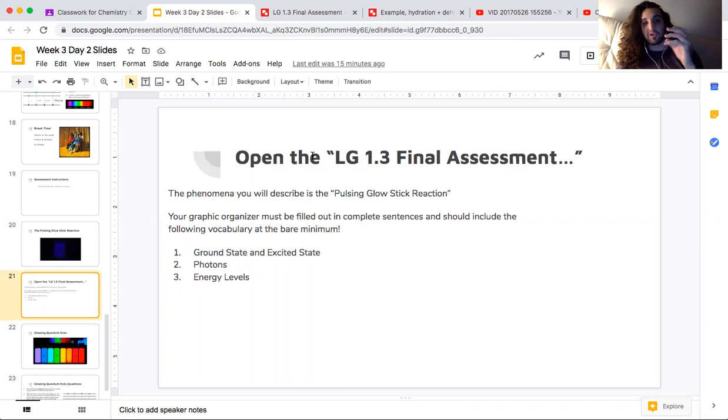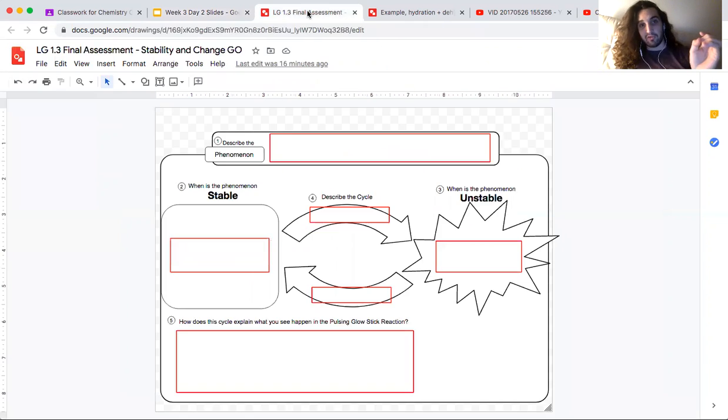There's another assignment from today called the 1.3 final assessment. You're opening that. This graphic organizer needs to be filled out in complete sentences. It's got to use the vocab that I've listed right here. Let's look at that graphic organizer. So you've got lots of red boxes. If you see a red box, that's where you've got to put words. Red box, put in words.